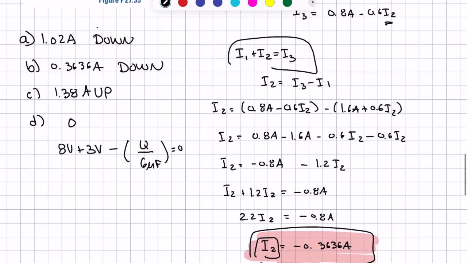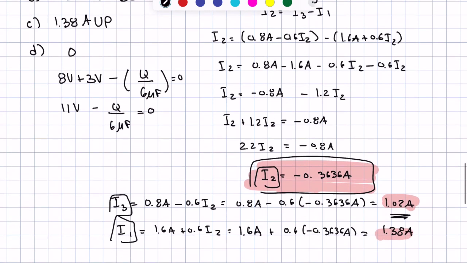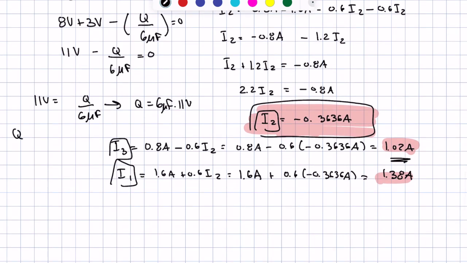So now we know that this is 11 volts minus Q divided by 6 microfarads is equal to 0. Go onto the other side. 11 volts is equal to Q divided by 6 microfarads, which means that Q is equal to 6 microfarads times 11 volts. And what we see is that Q is equal to 66.0 microcoulombs. And that is it for this problem.